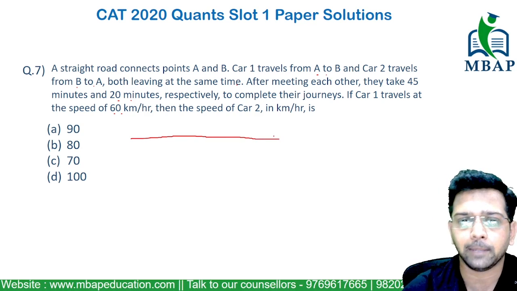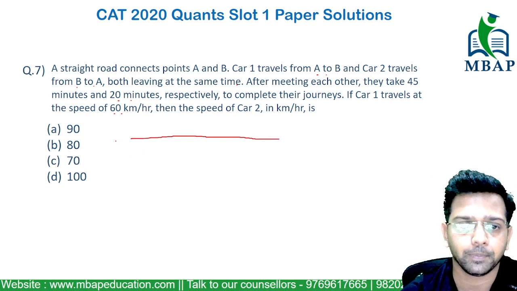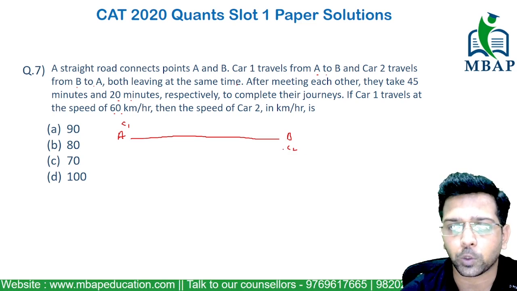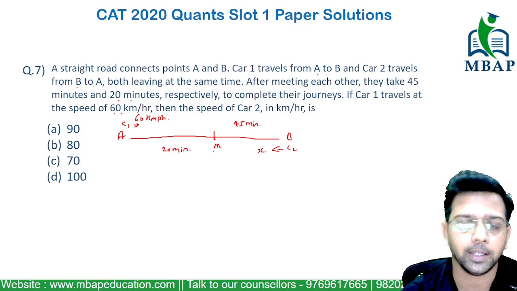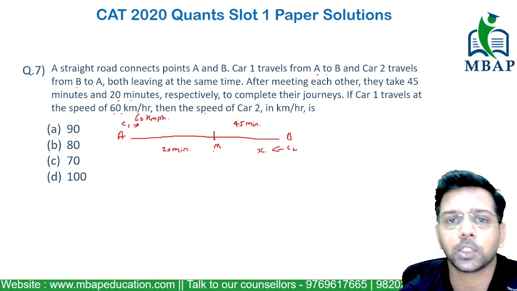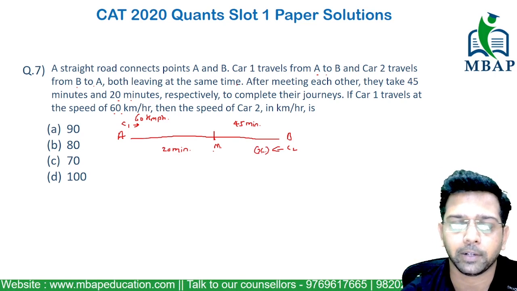Now all the questions of time, speed and distance you got to visualize so that you are able to solve it well. Let's say this is my point A to B. I've got car 1 here and I've got car 2 here. They are moving in the opposite direction. And let's assume this is my meeting point. Car 1 is moving at a speed of 60 km/h, and after the meeting point, he is taking 45 minutes to come till B. And for car 2, the speed is not known. After the meeting point M, car 2 is taking 20 minutes to come till A. That's the only point which is known. And the question is find the speed of car 2. This is the value of x that I have to find out.